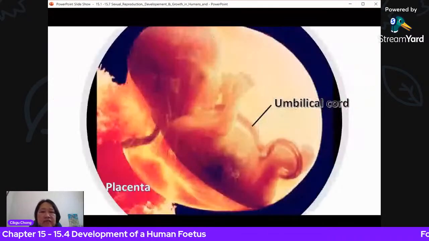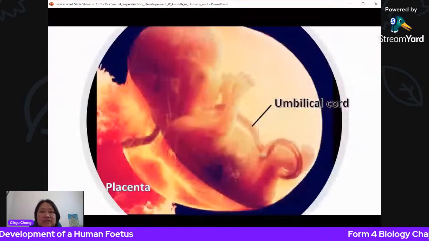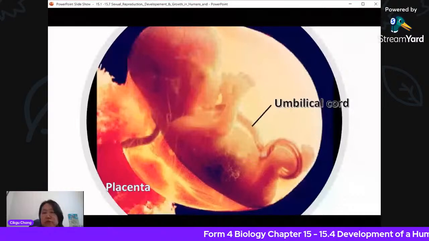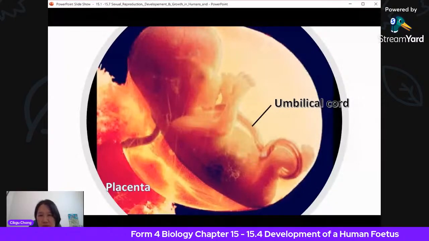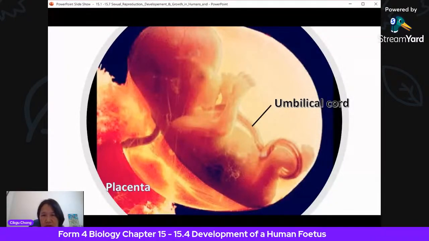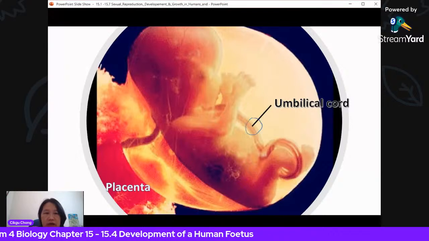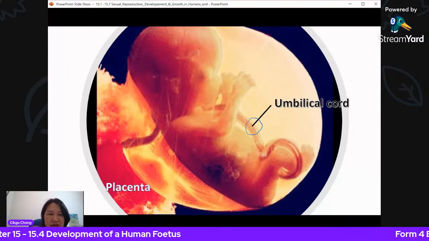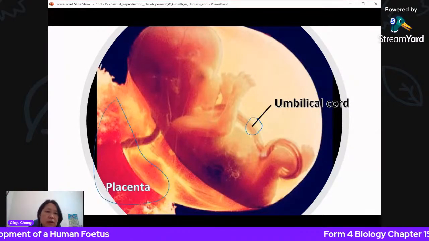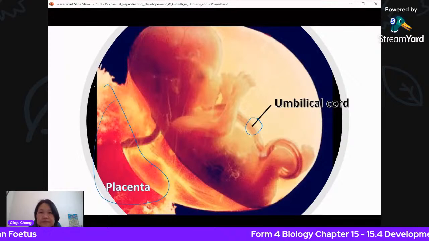So you have this diagram, an actual diagram taken from a fetus who's still in the mother's womb. If you were to label, this is the umbilical cord here, and the placenta is this entire piece here.